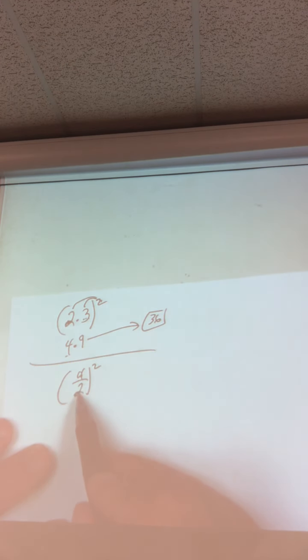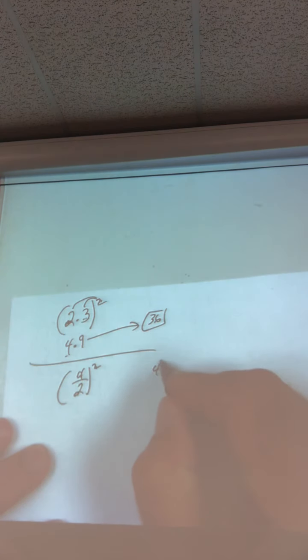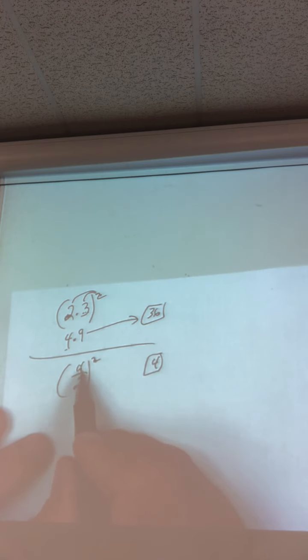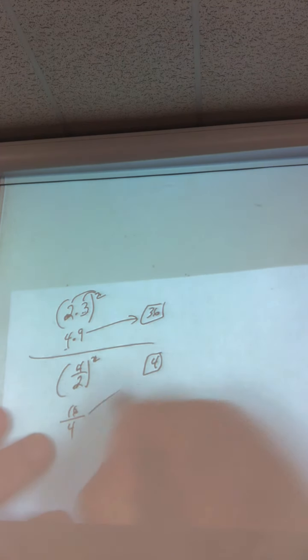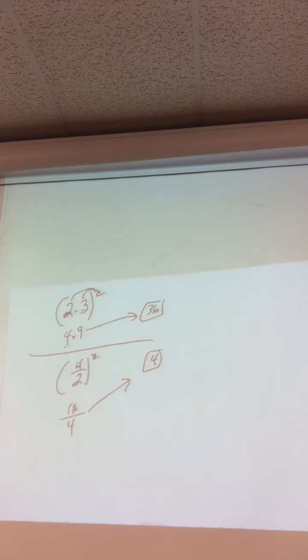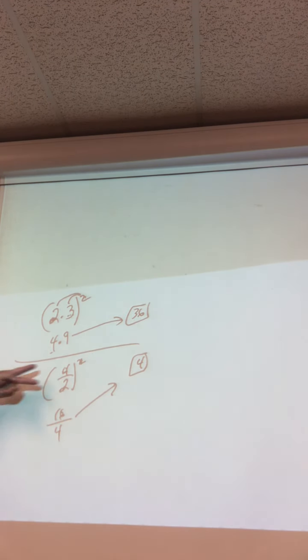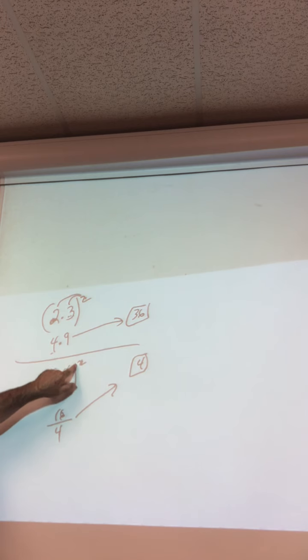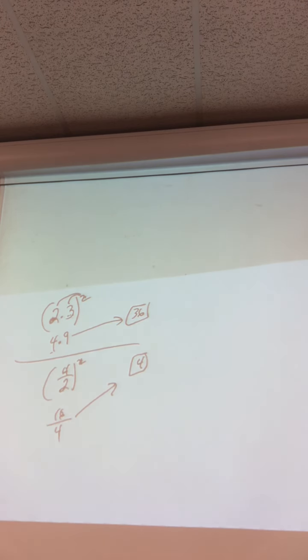Now, let me show you another one. What is 4 divided by 2? It's 2. Now, what is 2 squared? 4. So the answer to this is 4. But watch what happens if you square them separately. What is 4 squared? 16. What is 2 squared? It's 4. But 4 goes into 16 4 times. So when you're dividing in these parentheses, you can apply this power to both of these separately, if you wanted to.